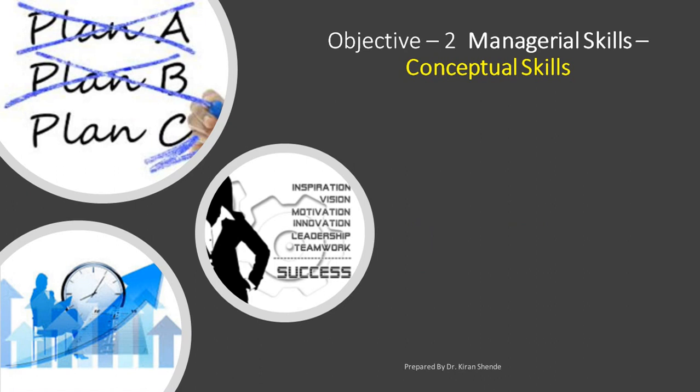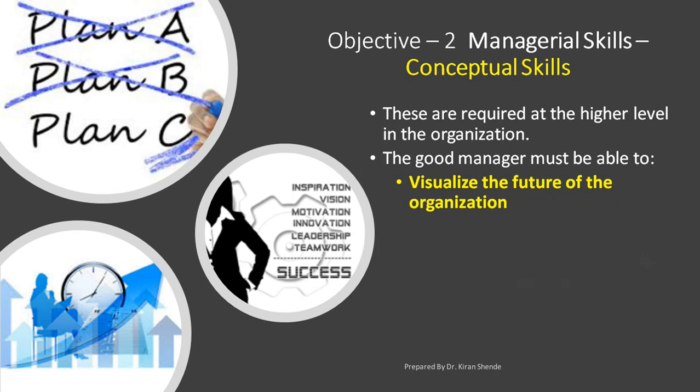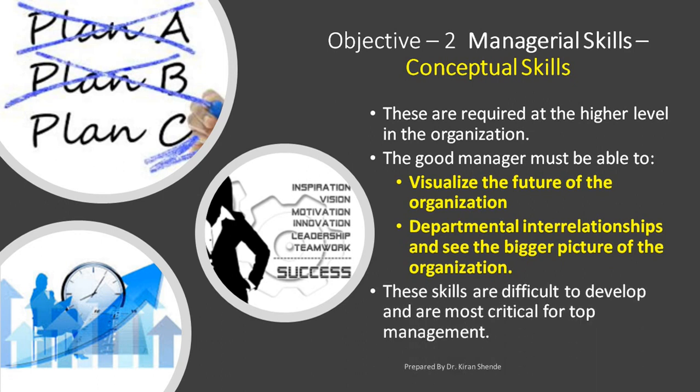What is the third skill? That is a conceptual skill which a manager should have. These are required at the higher levels in an organization. So as you grow in the organization towards the top management, these skills have to be in you. A good manager must be able to visualize the future of the organization, department and in turn relationship, and see the bigger picture of the organization. These skills are difficult to develop and are most crucial for top management.